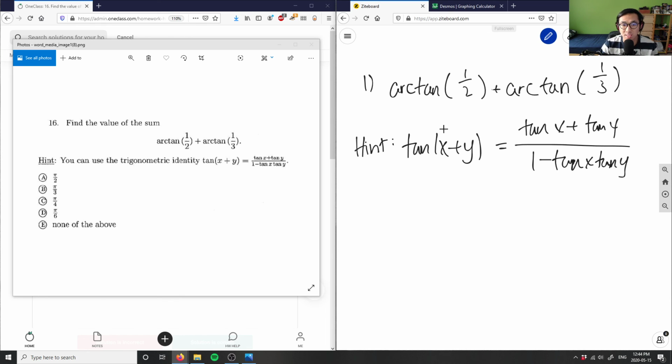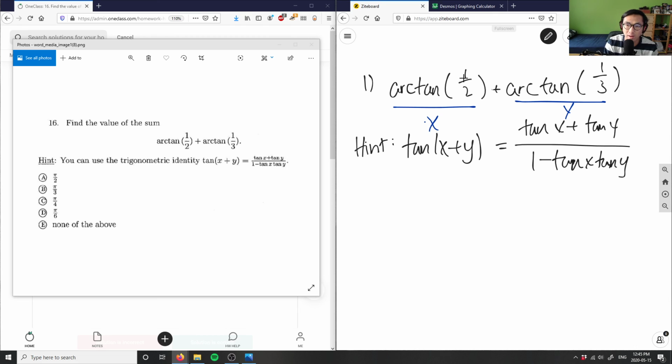But the hint is that we have to transform this into tangent of x plus y, and it gives us some sort of value. So in order for us to do that, we're going to assume that this here is going to equal x, and this here will equal y. In that way, we can actually solve for something. So I'm going to say let this guy here equal x, and this guy is going to equal y.